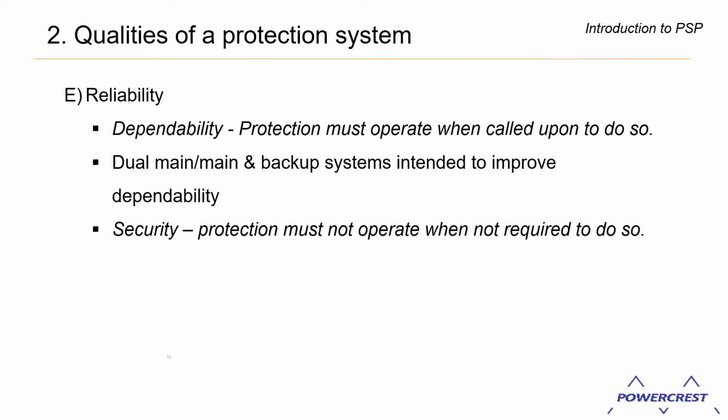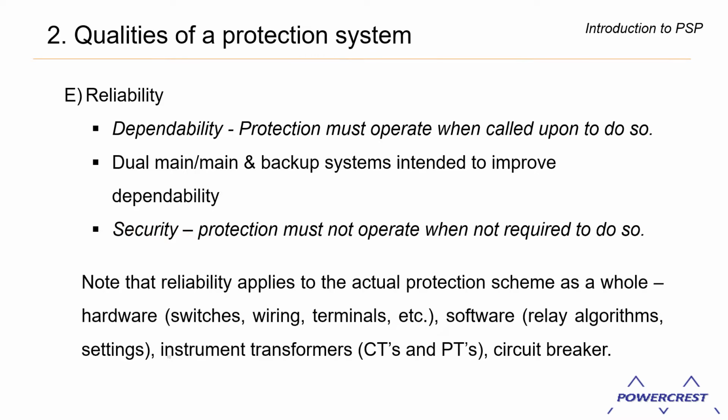We also have security. The protection must not operate when not required to do so. So we see that reliability can be further subdivided into dependability and security. Note that reliability applies to the actual protection scheme as a whole, right? We're looking at the hardware, the software, and the instrument transformers, and of course the circuit breaker. All these are considered when considering the reliability of the protection scheme.